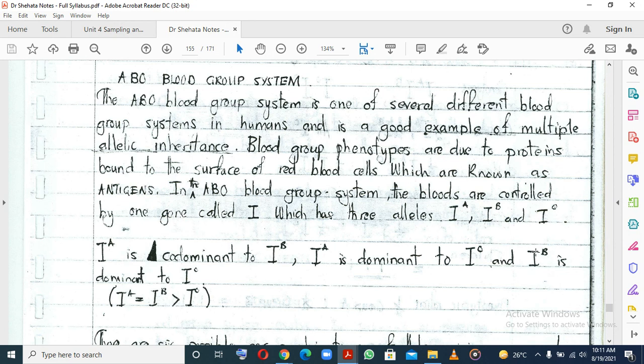So in the ABO blood group system, the blood groups are controlled by one gene called the I. That's the capital I. Just take the capital I as being the gene. Now this particular gene has got three alleles. Let me just go over that once again. The gene is I, and it's got three alleles, being A, B, and O.